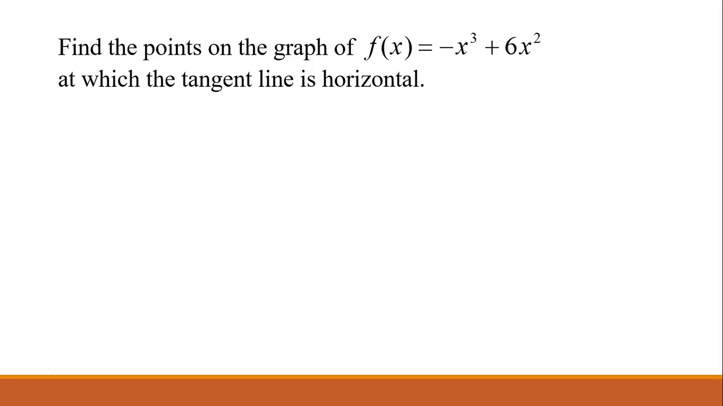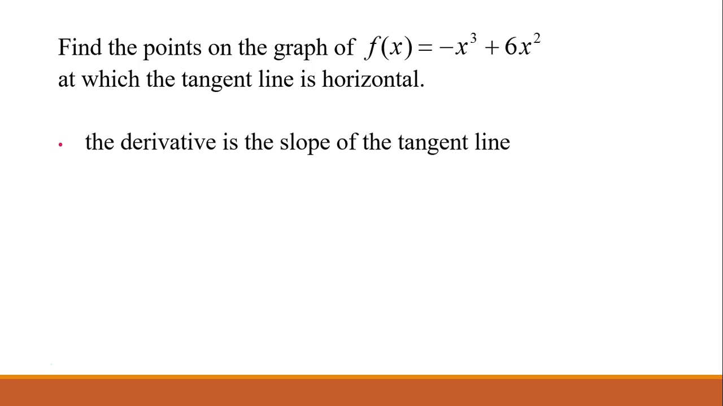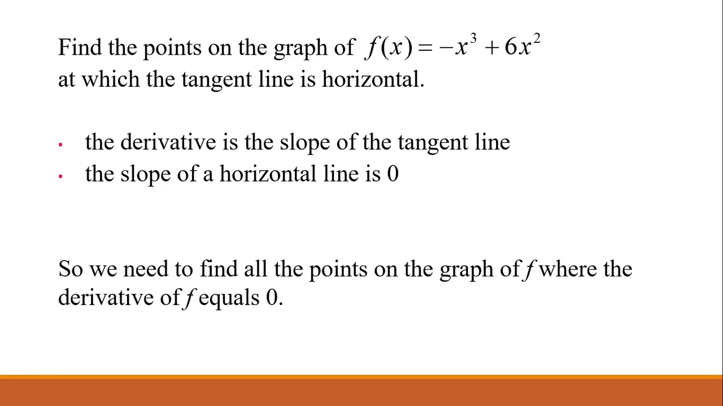Now let's think about what we know. We know that the derivative will tell us the slope of a tangent line at any point along a curve. And we know that since we want to find a tangent line that's horizontal, it will be helpful to know that the slope of a horizontal line is 0. So what we need to do is find all the points on this graph where the derivative of f equals 0, because that's where the tangent lines will have slopes of 0.